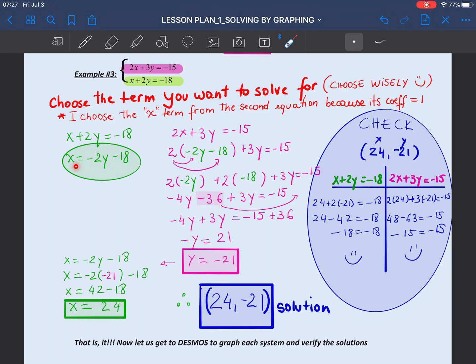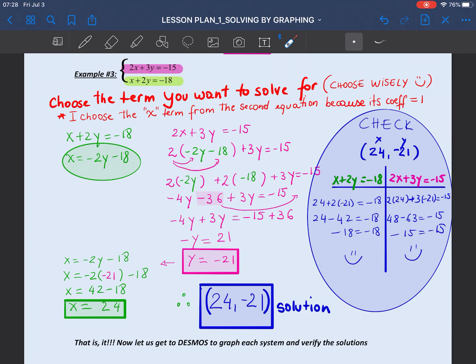Now, x plus 2y equals negative 18 suggests that x equals negative 2y minus 18. Remember, we're doing substitution, so x is the same as negative 2y minus 18 from the second equation. So we take this x from the second equation and substitute it into the x of the first equation. The first equation is 2x plus 3y equals negative 15. Instead of x, we're going to write negative 2y minus 18 because they're equal. So 2 times negative 2y minus 18, plus 3y, is negative 15.